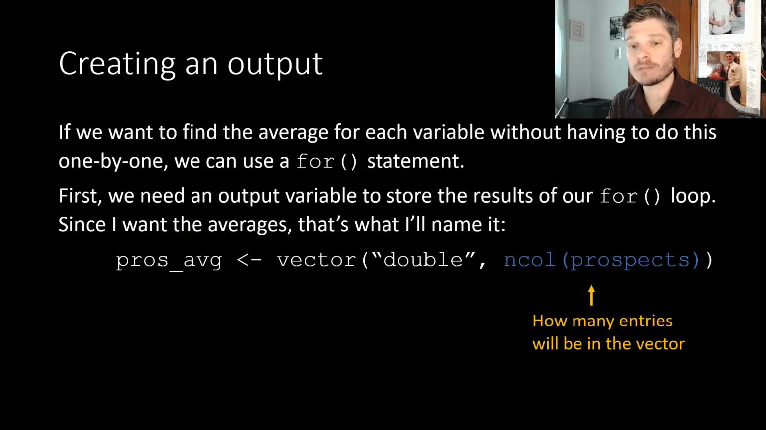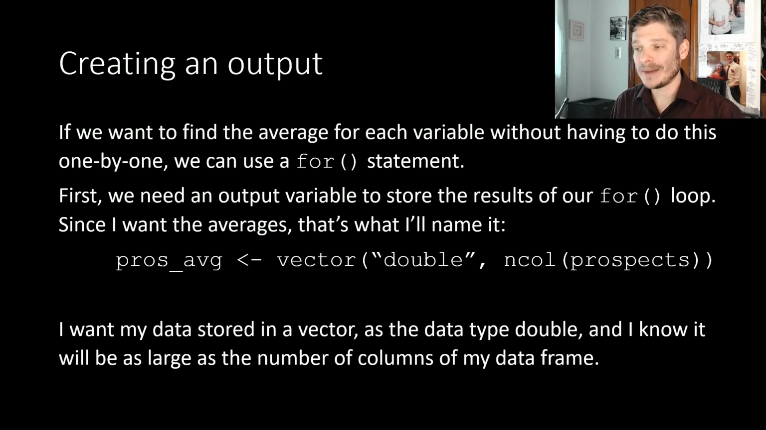The really nice part about doing things like this, and not just putting a number, but putting a piece of code in for finding the number of columns, is that this makes my code reusable. I can reproduce it. I can still run this code again, even if the number of columns changes. It's still going to work because I didn't specify a specific number. I specified, hey, check how many columns there are. That's how many entries I want in this particular vector. So I want my output stored as a vector with the data type double, and I know it's going to be as large as the number of columns in my data frame because I'm going to run through every column in my data frame.